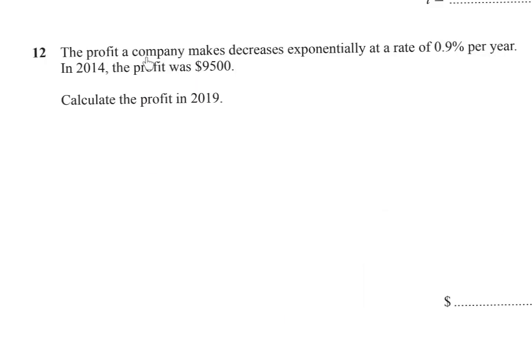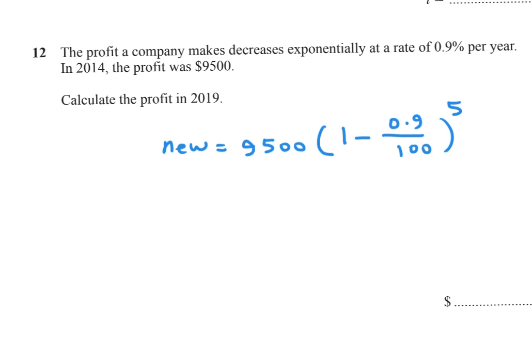Number 12, the profit a company makes decreases exponentially at a rate of 0.9% per year. In 2014, the profit was 9,500. Calculate the profit in 2019, so after 5 years. This is exponential decay, decreasing yearly by 0.9%. So the new value equals 9,500, the old value, times (1 minus 0.9 over 100) to the power 5, because after 5 years. Then the answer is 90.83 to 2 decimal places.